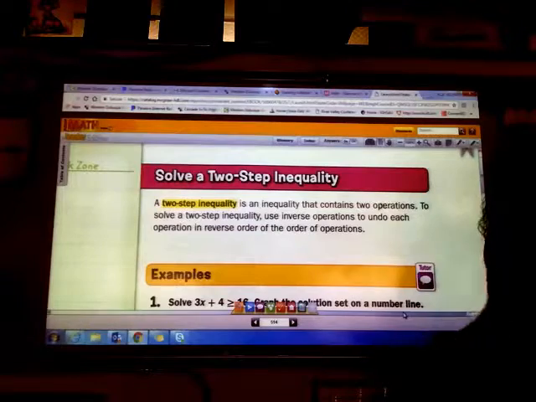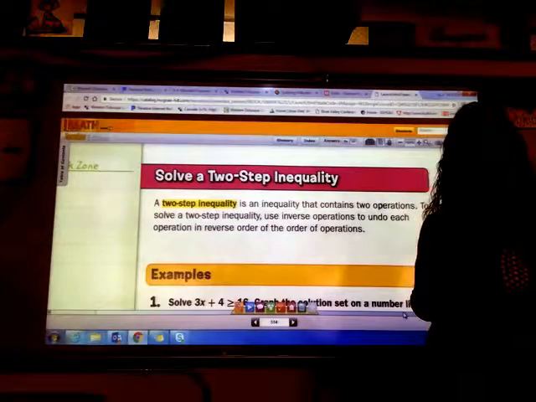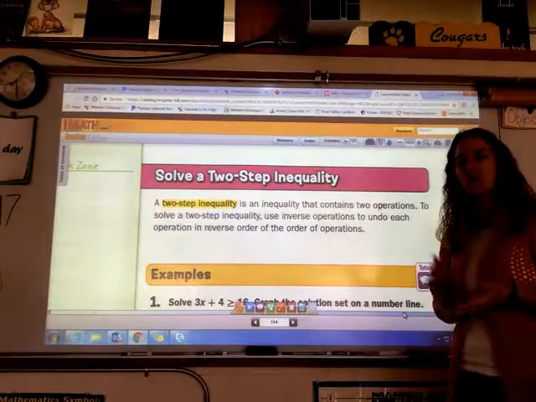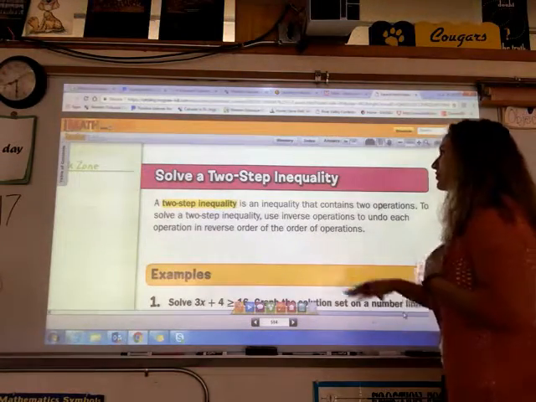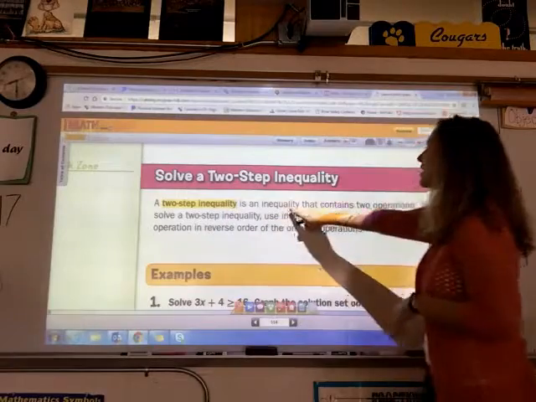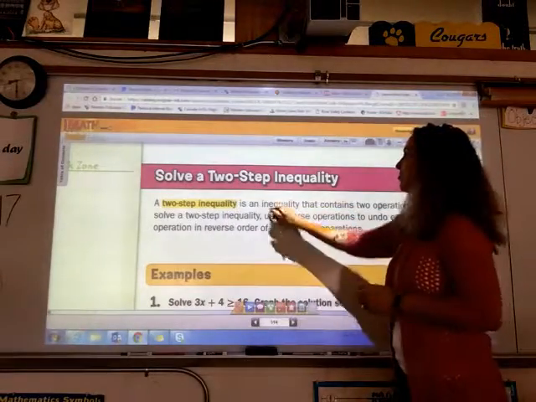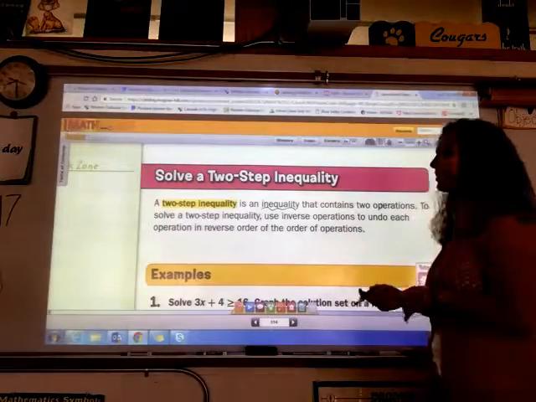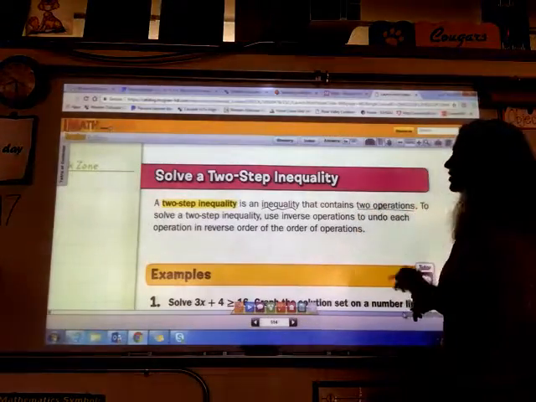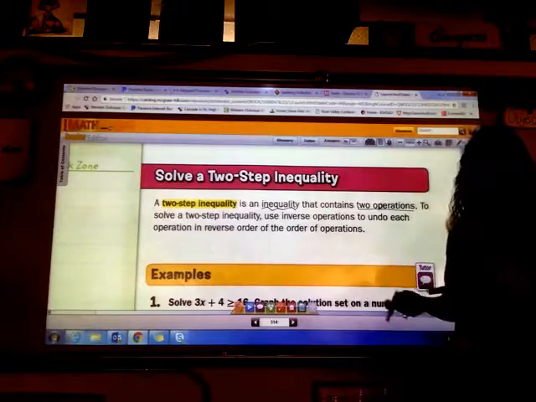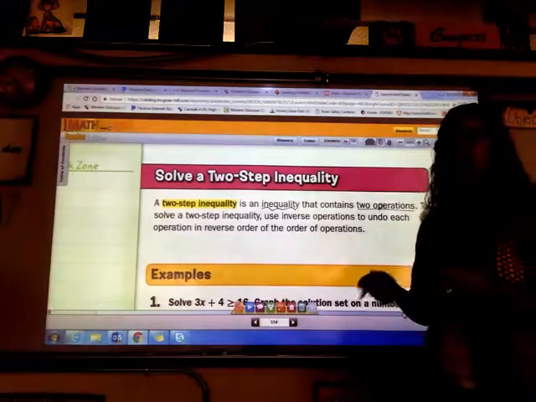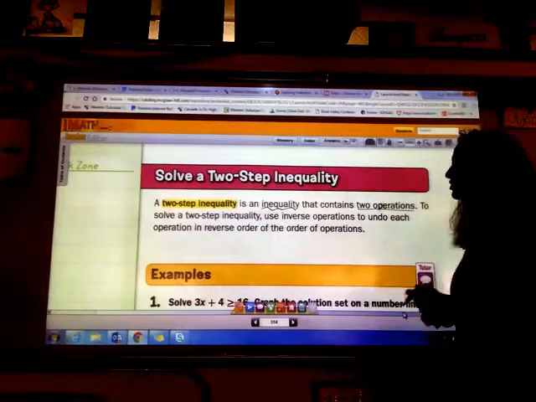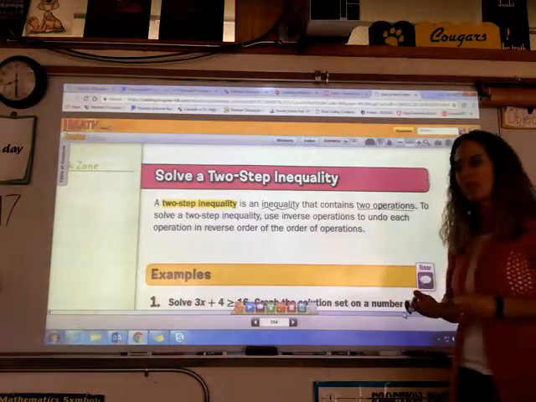Two-step inequality is very similar to two-step equations. If you think back to two-step equations, we had two operations. You have your numbers and you have your variables. So a two-step inequality is going to be that inequality, so remember, that's your less than, greater than, less than or equal to, or greater than or equal to symbols. We're going to have two operations in it. Could be multiplication and subtraction, division and addition, multiplication and addition, or division and subtraction. Those are the main operations we're going to be focusing on.